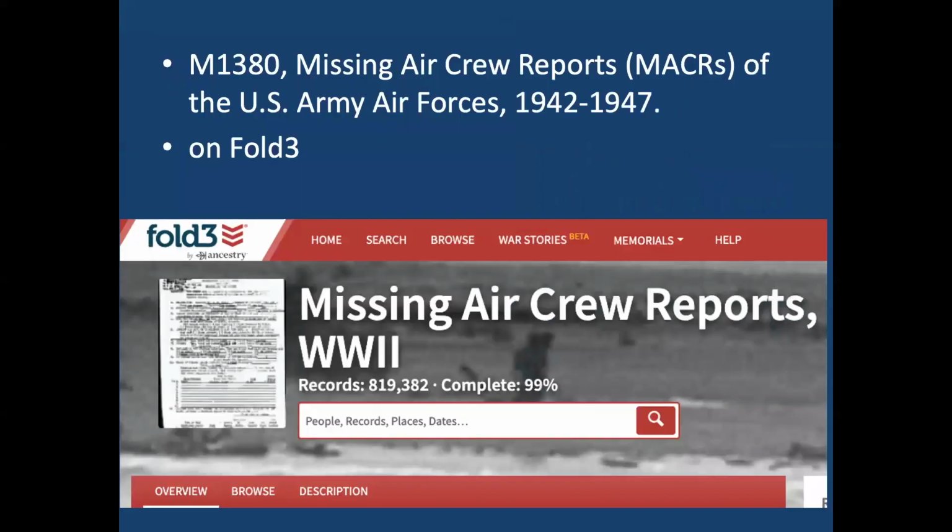Now for World War II, the missing air crew reports are out there on 3 feet. It must be that they're here because equipment was lost. That's the only thing I can think of, but I have no idea. Remember that the U.S. Army Air Force is the entity here, not the United States Air Force. That doesn't occur until after the war.